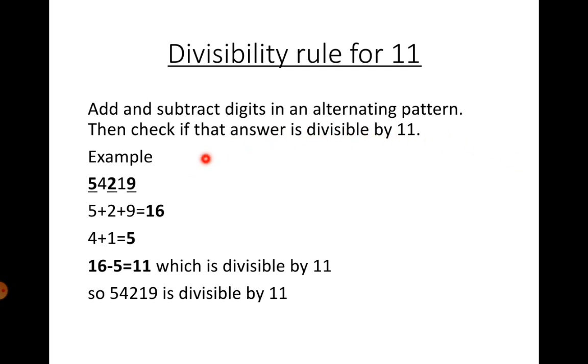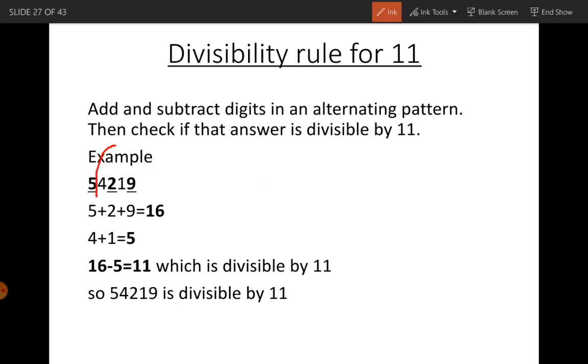From here onwards it is a little bit tricky. Okay, be careful. Here is the divisibility rule for 11. Add and subtract digits in an alternating pattern, then check if the result is divisible by 11. For example, 54,219. Here the alternate digits are 5, 2 and 9.